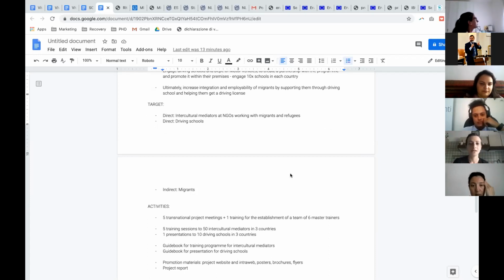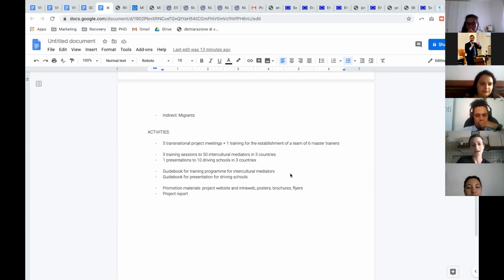Direct target: intercultural mediators at NGOs. Direct target: driving schools. Indirect target: migrants. In terms of activities, we would start with the project meeting to establish the 6 master trainers that will go to each specific country to deliver 5 training sessions to the intercultural mediators and 1 presentation to 10 driving schools.